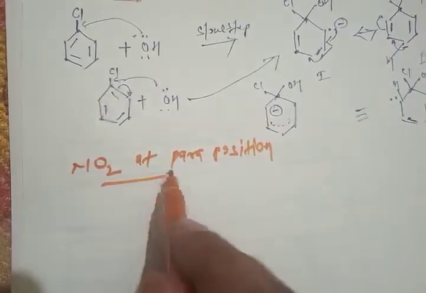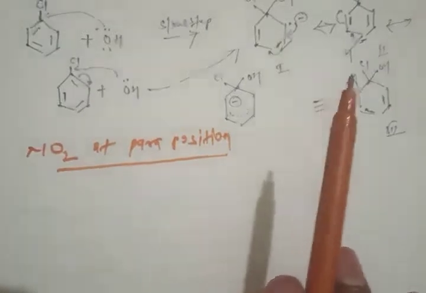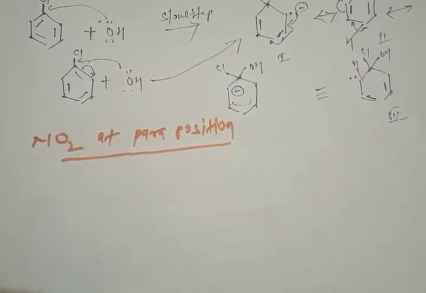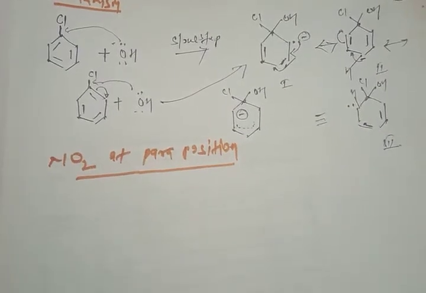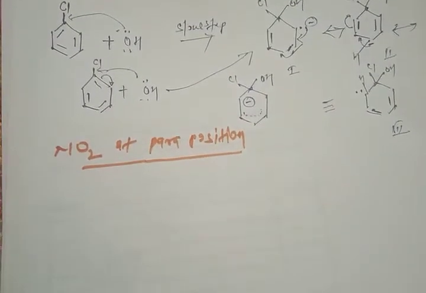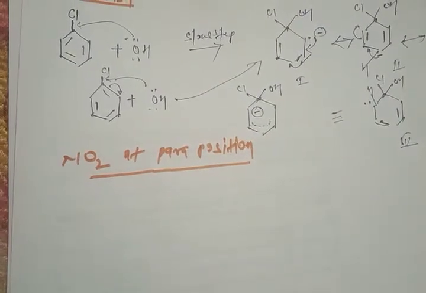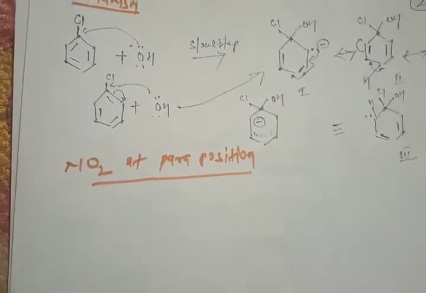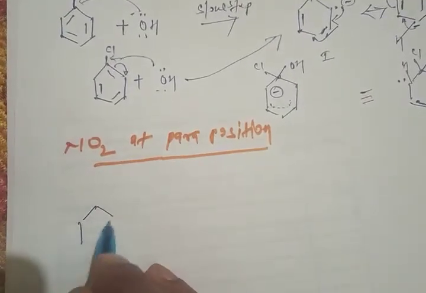So what is the effect of NO2? Point to be noted here, in case of chlorobenzene we have only 3 resonating structures, and we know that as the number of resonating structures increases, the stability of the intermediate increases. So the higher the number of resonating structures is always preferable. Let's take an example of nitro at the para position.